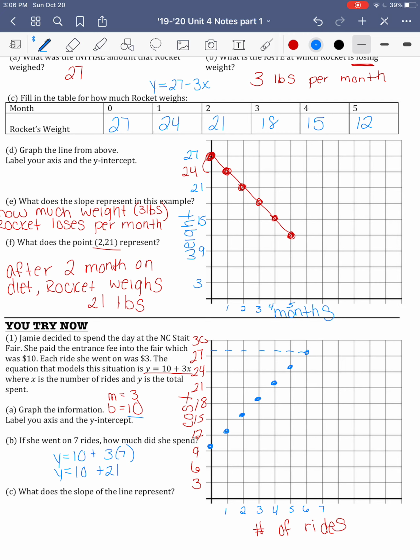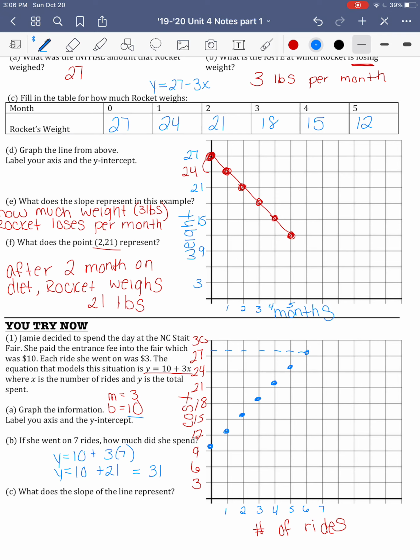Did I do something wrong? I'm going to backtrack here. No, I think I did something wrong. Oh, haha, duh. That would be 31. Hold on, I had a moment of panic. But I feel like I did something wrong on my graph here.